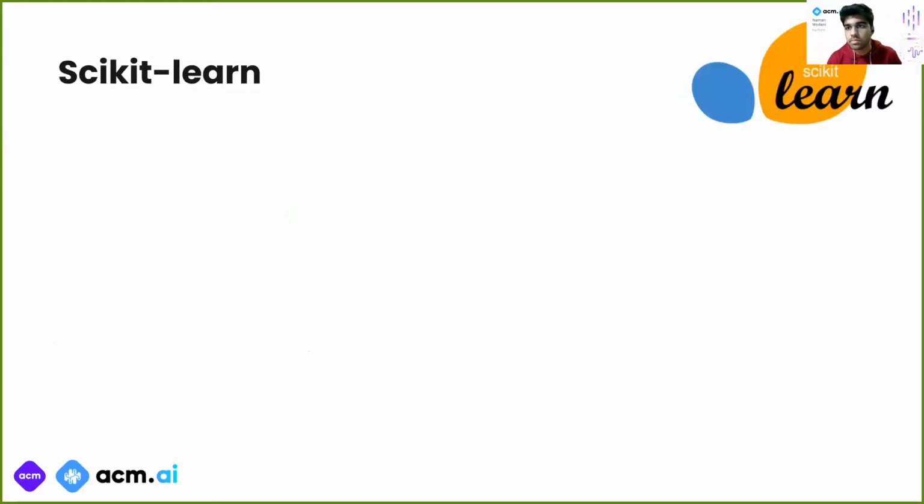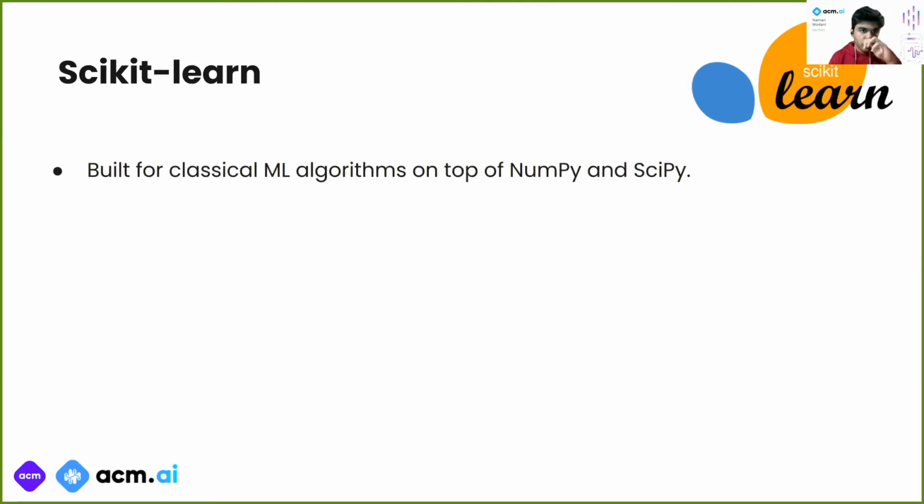So jumping on to Scikit-Learn. So we've used Scikit-Learn already in the due course of beginner track. And Scikit-Learn is, again, extremely popular. It's built for classical ML algorithms on top of NumPy and SciPy. Now, both of these, we've sort of talked about NumPy. SciPy is very similar. Instead of numerical calculations, which we do using NumPy, for scientific calculations, we use SciPy.